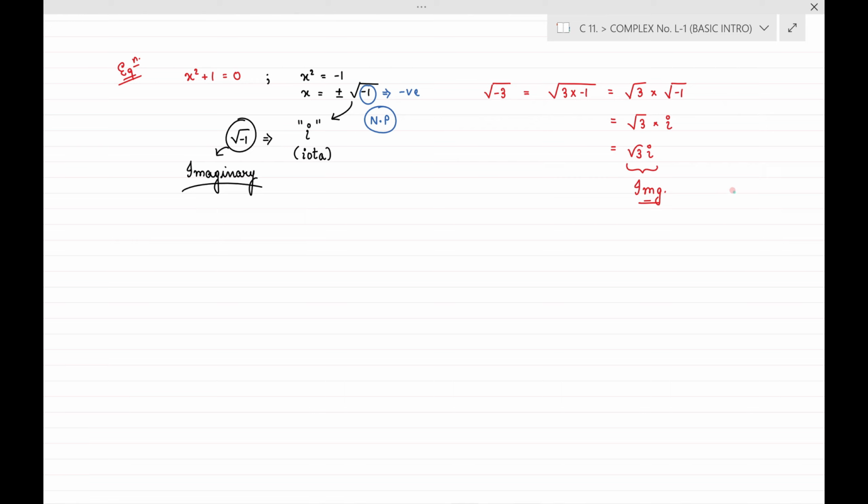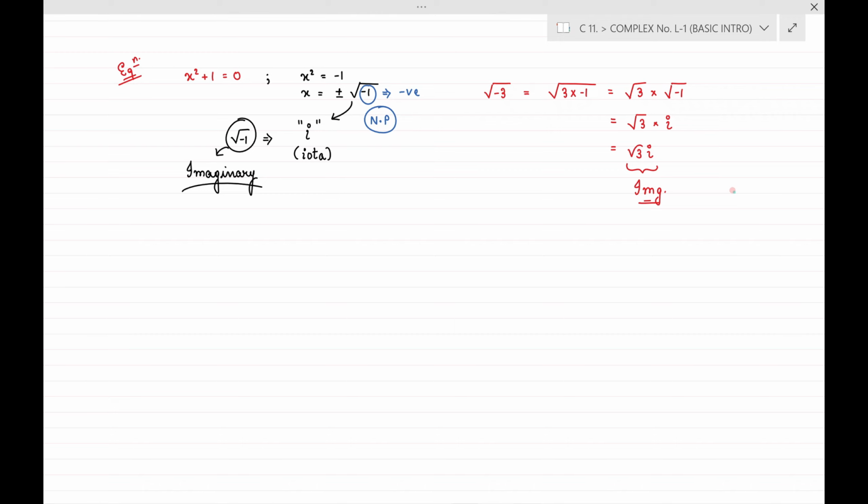I hope I am clear to you कि एक इमेजिनरी नंबर क्या होता है. इमेजिनेशन में ही पॉसिबल है स्क्वायर रूट ऑफ नेगेटिव वैल्यू. प्रैक्टिकल लाइफ में ये पॉसिबल नहीं है सर.